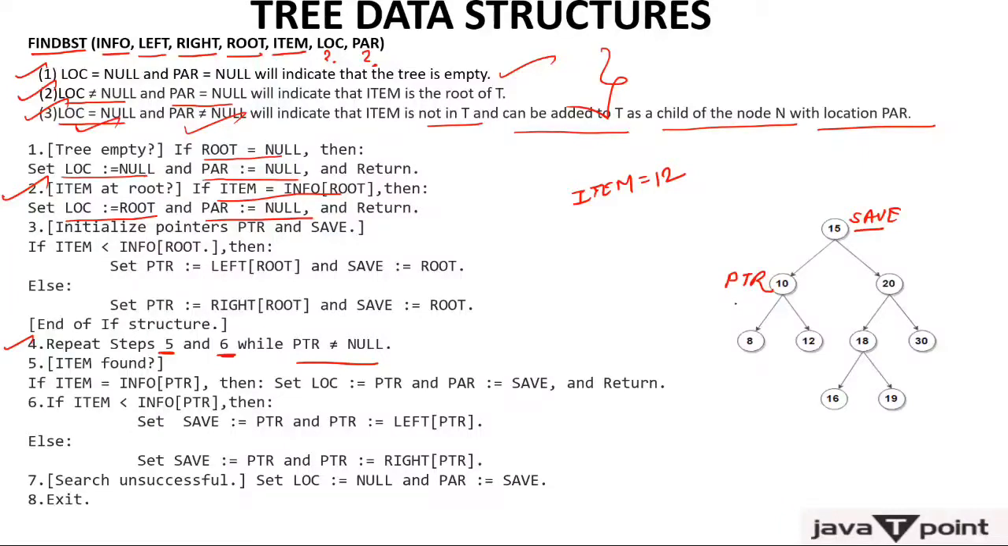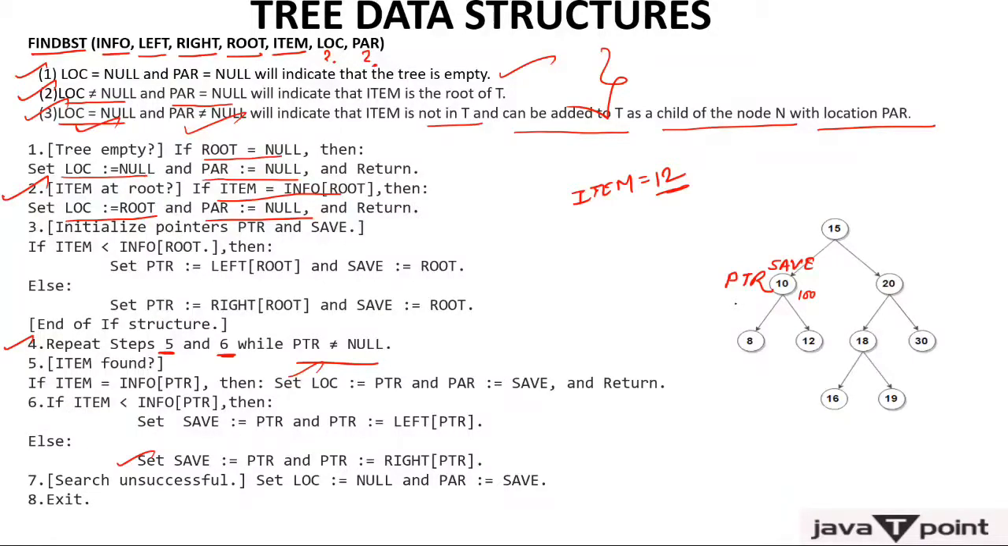Is pointer not null? Pointer is at the 10 node. And suppose the address of this node is 100. Yes, definitely. Pointer is not null. Fine. Okay. So what I'll do, I'll check. Is item equal to info ptr? The item you are looking for, 12, is it equal to info ptr? Info ptr is 10. No, 12 is not equal to 10. So I'll not execute this then statement. I'll see the sixth statement. If the item you are looking for is less than info ptr, 12 is not less than 10. 12 is greater than info ptr. Okay. So then I'll execute this statement. Set save equal to ptr. So I'll call save and say save, come here, come to ptr. So save and ptr are now pointing to the same node, 10. And what I am doing next is that ptr is equal to right of ptr.